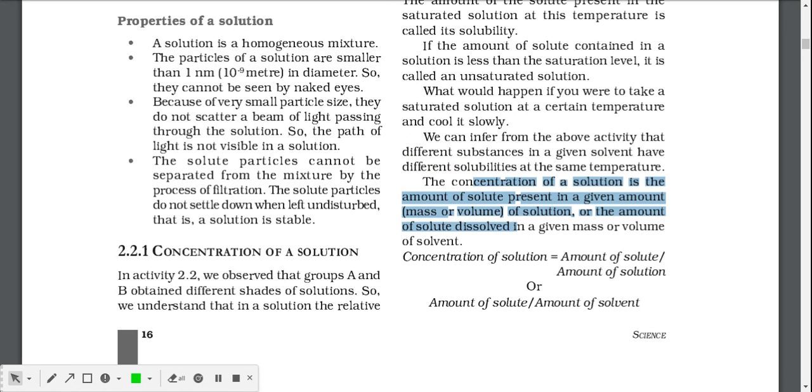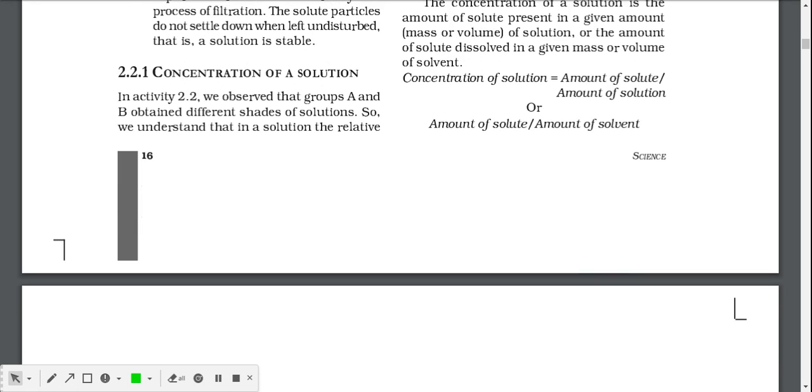The concentration of a solution is the amount of solute present in a given amount. So what is concentration? It is how much amount of solute is present in a given mass or volume of a solution. The amount of solute which is dissolved in a given mass or volume of a solvent is known as concentration. For example, how to find the concentration: amount of solute upon amount of solution. That means volume of solute upon volume of solution. Take the quantity of solute you have taken and divide it by the quantity or the total amount of solution. That way you will get the concentration.